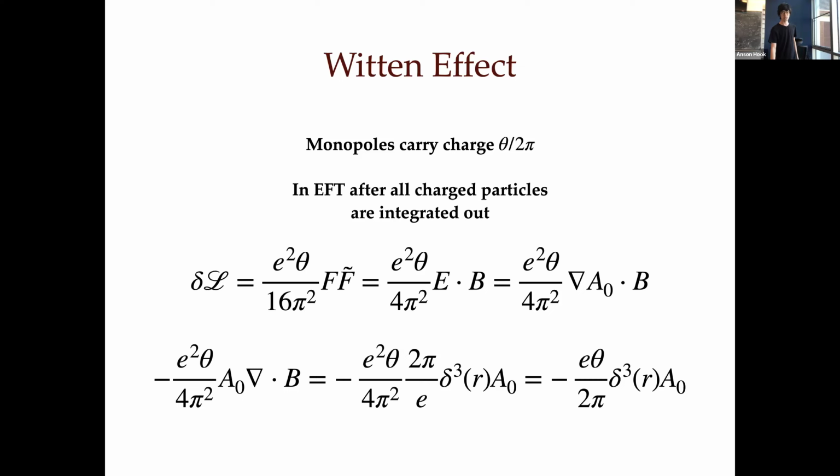and integrate by parts to take the divergence of A0 into the divergence of B, which is a delta function wherever there are monopoles. And so what you see is that a monopole is a source for the magnetic field. At the same time, it is a source in A0, which is a charge theta over 2 pi originating at the monopole. So this is saying if you put in a source for monopoles, you also get a charge theta over 2 pi.